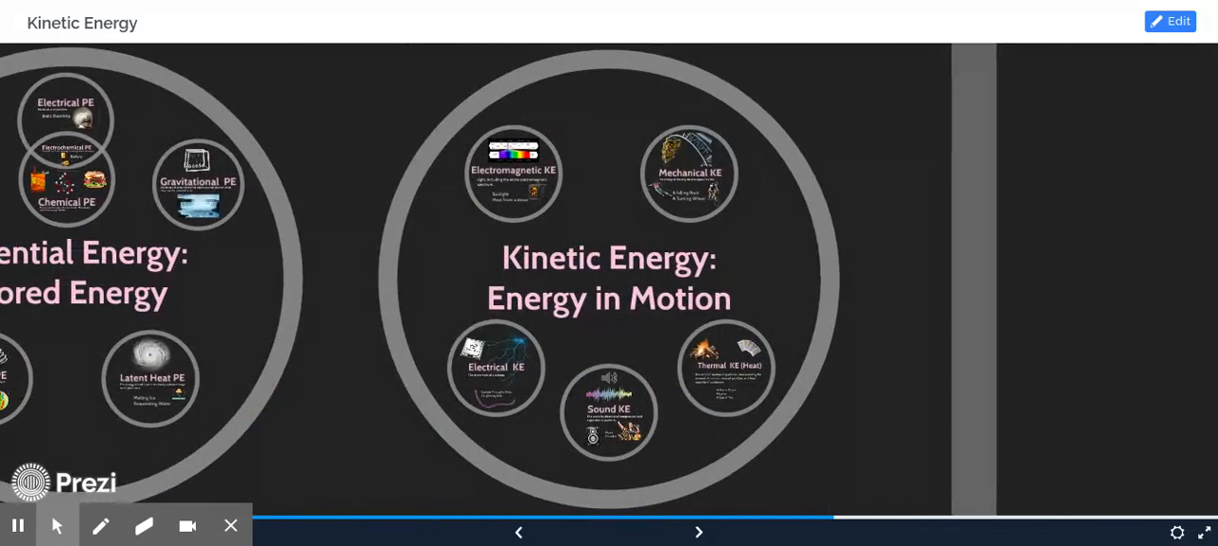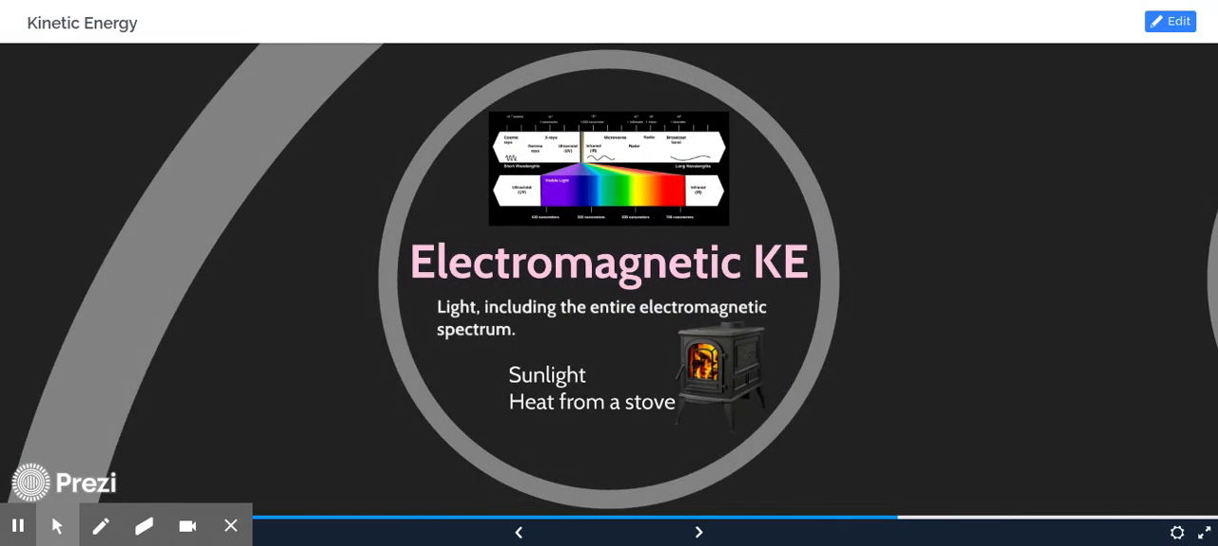Now let's take a look at kinetic energy, or energy in motion. Okay, so let's look at different ways that energy is moving. One of them is called electromagnetic kinetic energy. And really, this is light, but it goes beyond the light that you're used to seeing, which is visible light. And anything on the electromagnetic spectrum, including X-rays, gamma rays, microwaves, radio waves, infrared light, ultraviolet light, all of those things are electromagnetic energy. And so you experience this all the time.